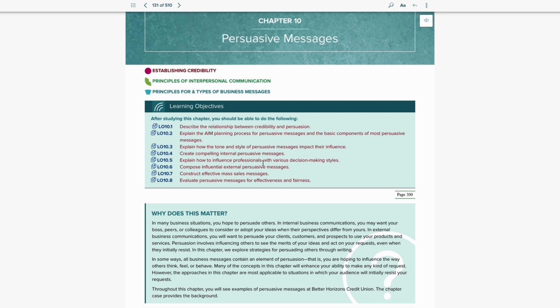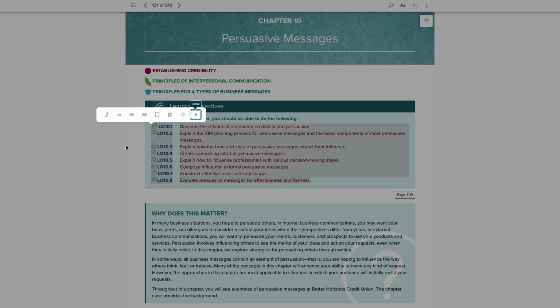And most textbooks will start with either what we call learning objectives or a summary of what's going to be covered in the chapter. This is probably the most important part in the chapter, and you should spend a few minutes reading this part and really understanding everything that is in this section to the best of your ability.